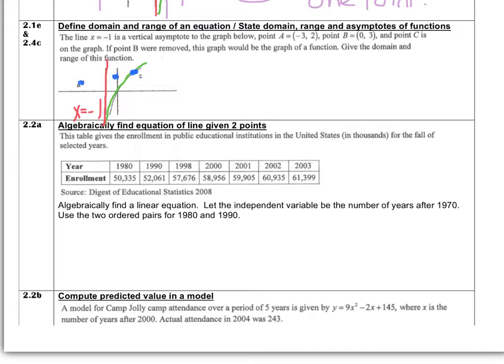Here's the point now. If point B were removed, this graph would be a function. Give the domain and the range. So first thing that they're actually doing is they're coming in here and they're saying they're going to remove point B. So it's not there anymore. So based on that, give the domain and the range. So remember the domain deals with the x's and the range deals with the y's.